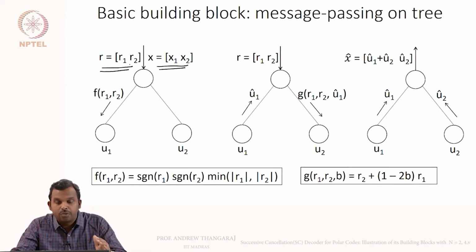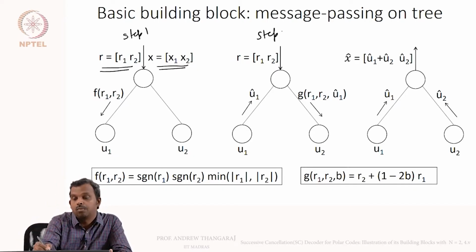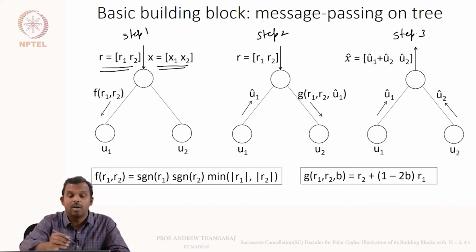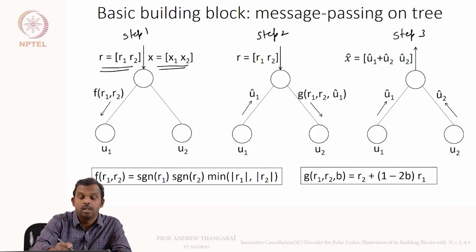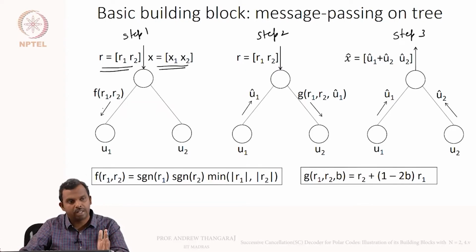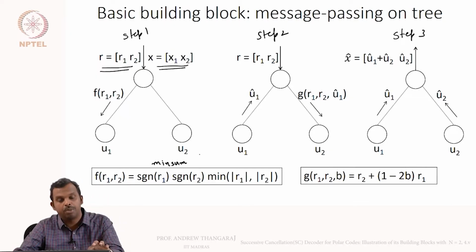So what is the first step? This is step 1, this is step 2, this is step 3. You have R1, R2, the belief for x1 and x2. You send f of R1, R2 from the root node to the leaf node on the left. This direction, whether it's on the left or right, is very important. Left comes first. You always go left and below first. So that's the rule to remember. And this is the min sum function f of R1, R2. You compute that and send it out.